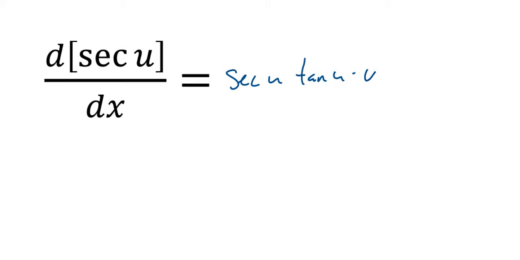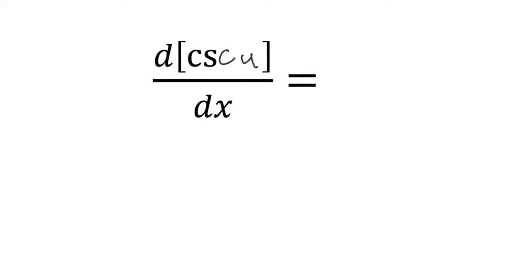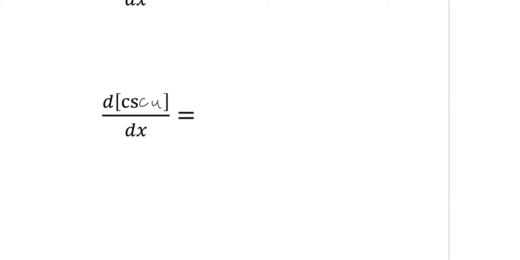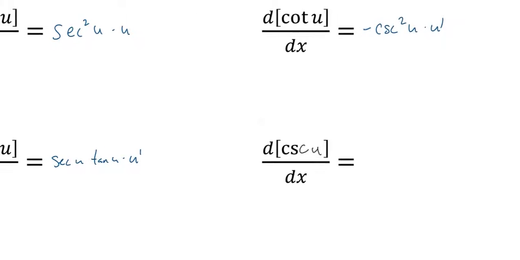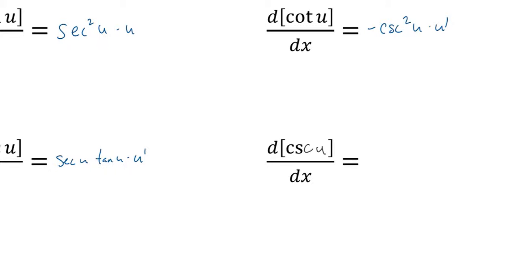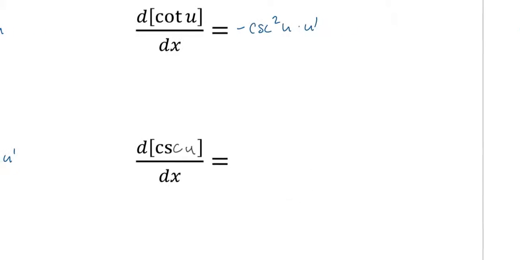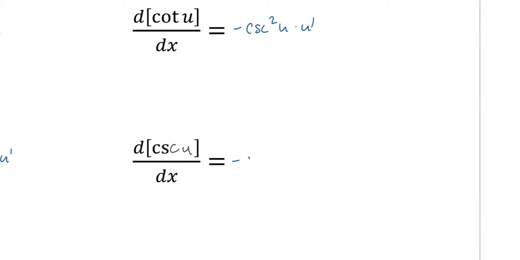Good. And so then that makes cosecant. You can use the patterns to memorize these. Because cosecant goes with cotangent, and secant goes with tan. So secant and tan, secant tan, and these ones are always negative. So this one's negative cosecant u times cotangent u times u prime. But now these are ones that we need to know.